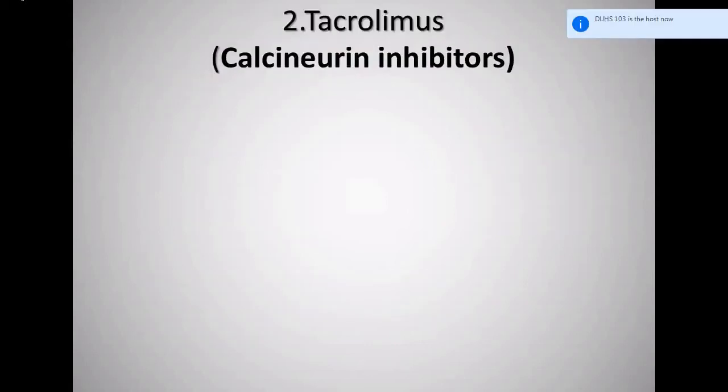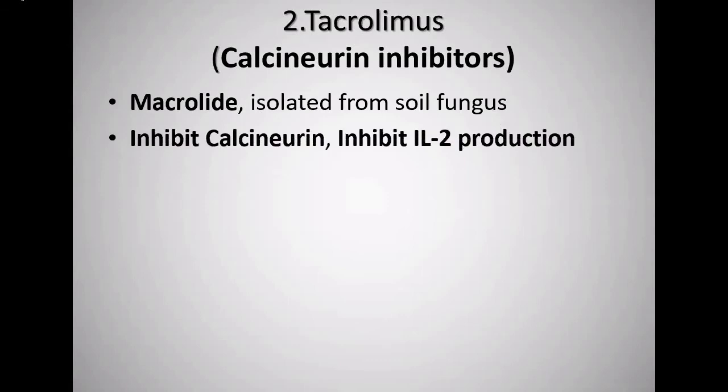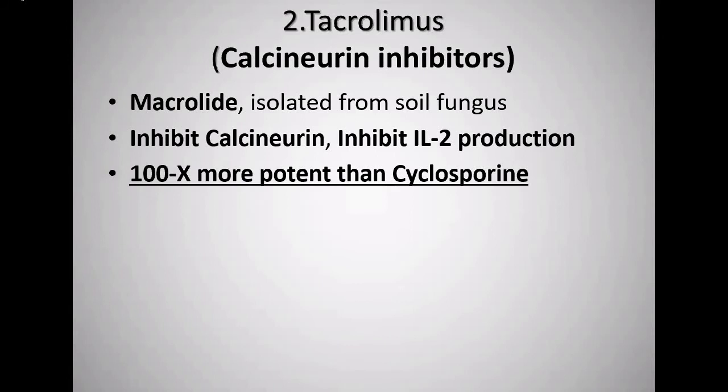The second drug we are discussing is tacrolimus. Tacrolimus is also classified as a calcineurin inhibitor. So the first drug is cyclosporine, which is a calcineurin inhibitor, and the second drug is tacrolimus, which is also a calcineurin inhibitor. If you know the calcineurin inhibitor mechanism, there's no need to repeat it. It has the same mechanism: it first binds to the cyclophilin, and then it inhibits the calcineurin.